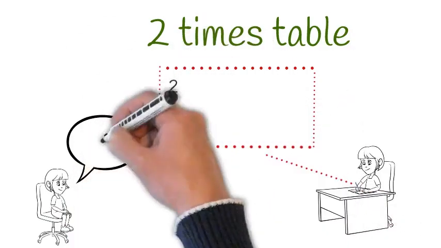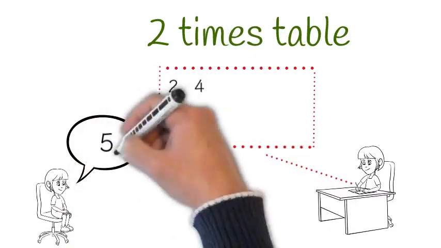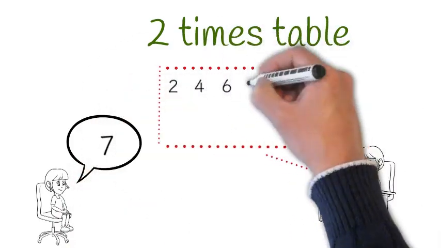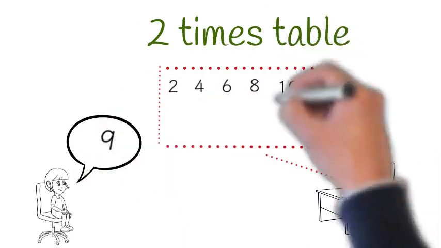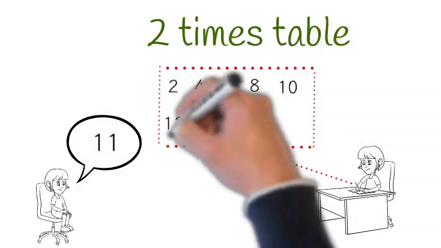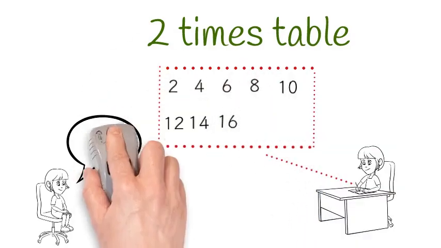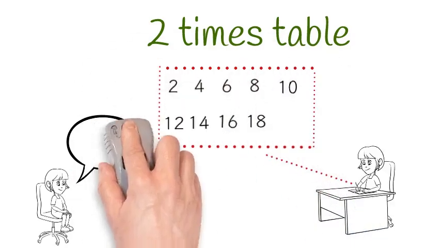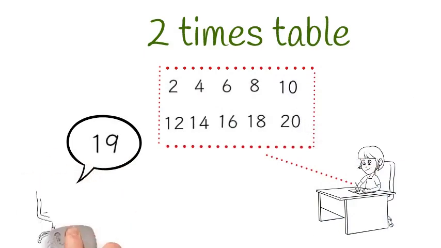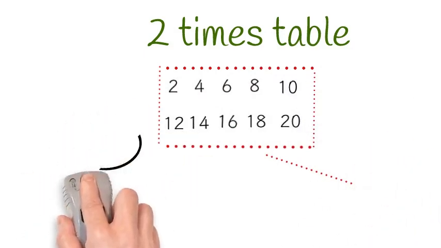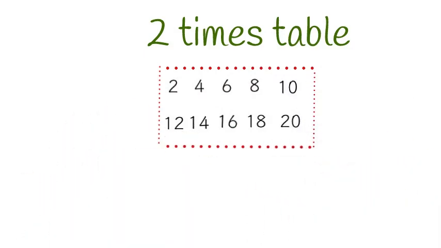Say 1, write 2. Say 3, write 4. Say 5, write 6. Say 7, write 8. Say 9, write 10. Say 11, write 12. Say 13, write 14. Say 15, write 16. Say 17, write 18. Say 19, write 20. That is it. We now have the 2 times table.